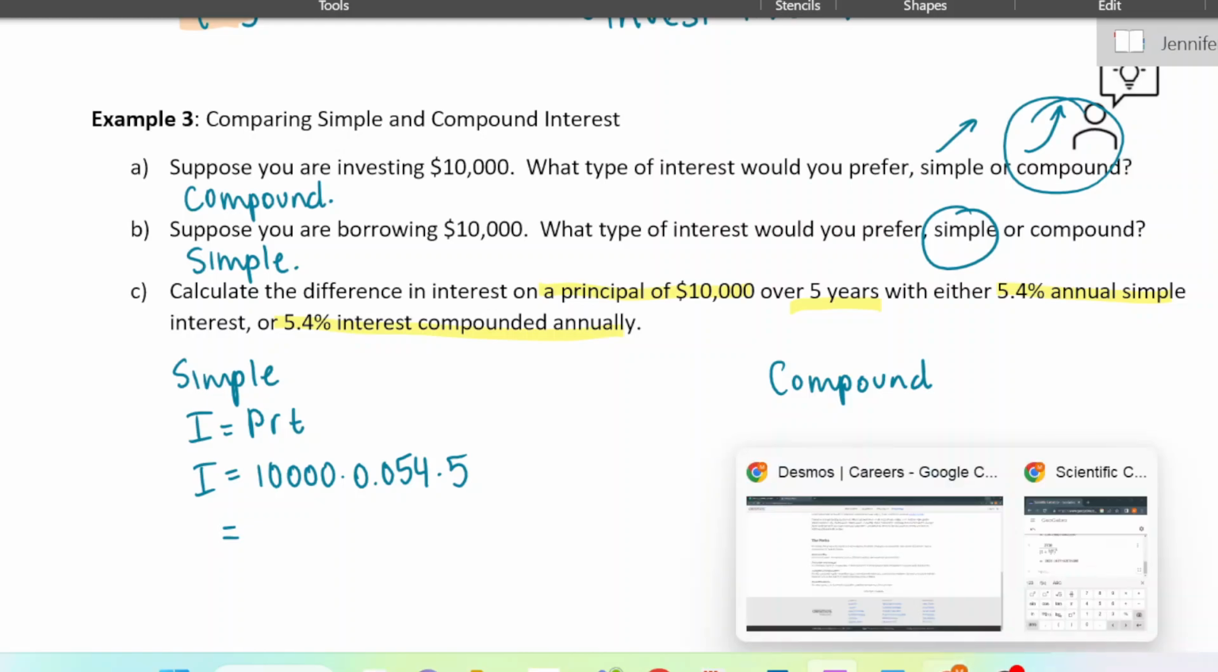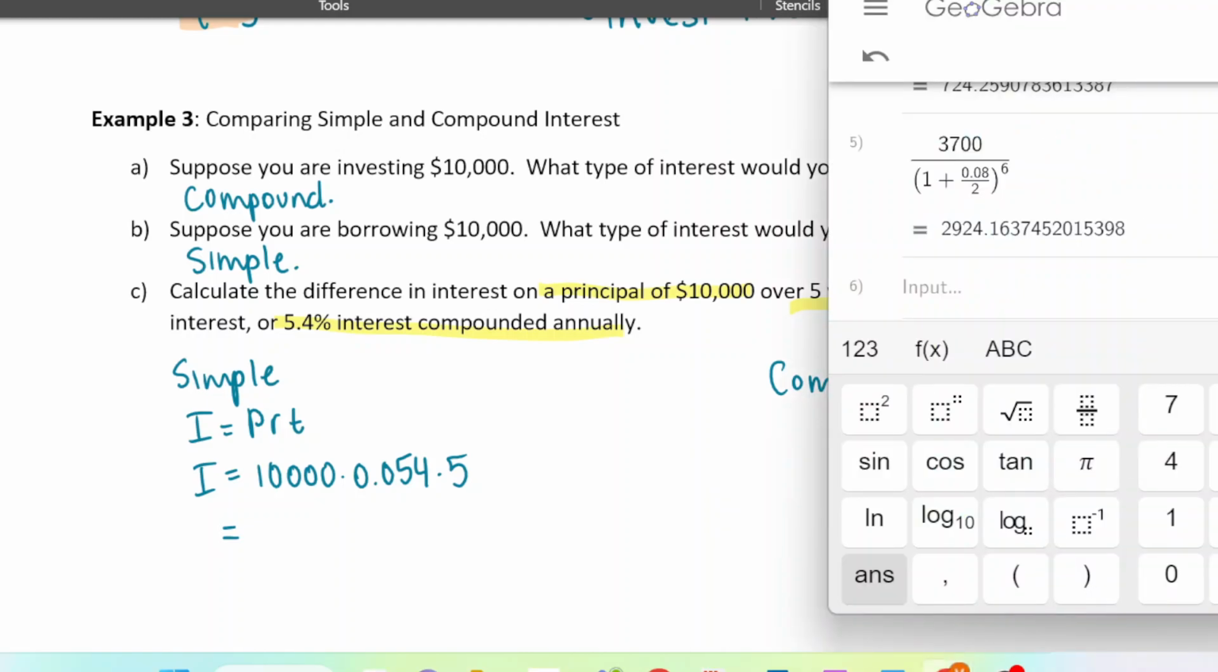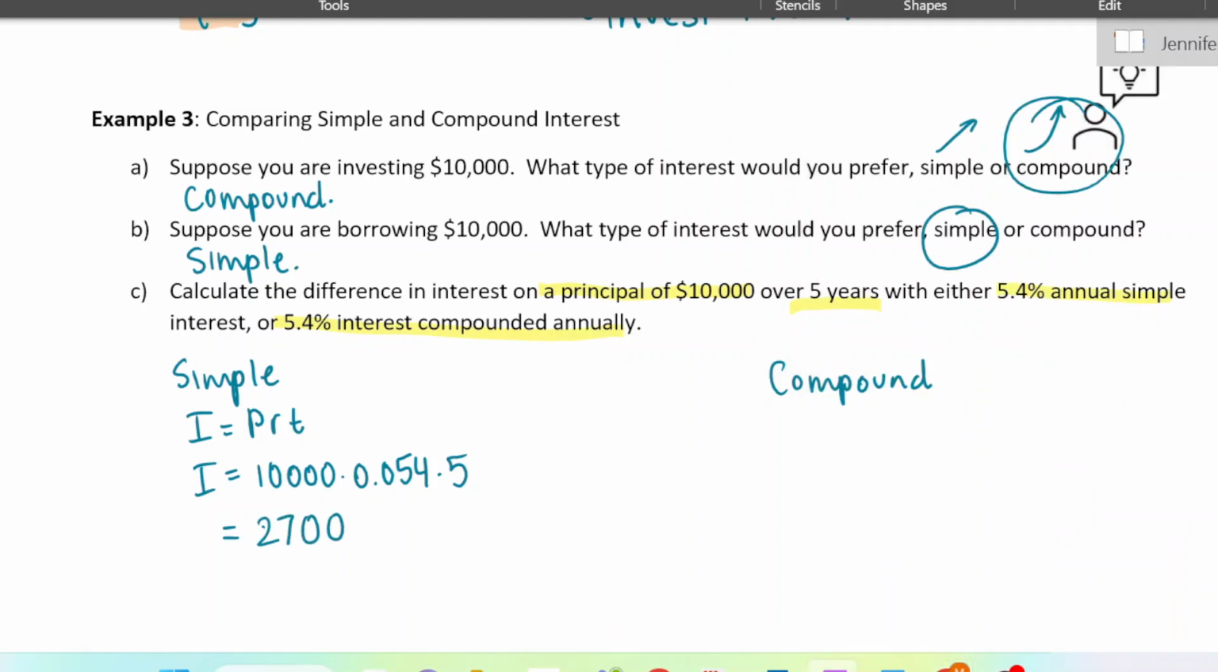So let's plug that into the calculator and check how much interest I would have. So it'd be $10,000 times 0.054 times 5. And I get 2,700. Okay, so that's how much interest I would have to pay or how much interest I would earn, depending on if this was a loan or an investment. Okay, let's do compound interest. So compound interest, we calculate the amount, not the interest. So we'll start with that.